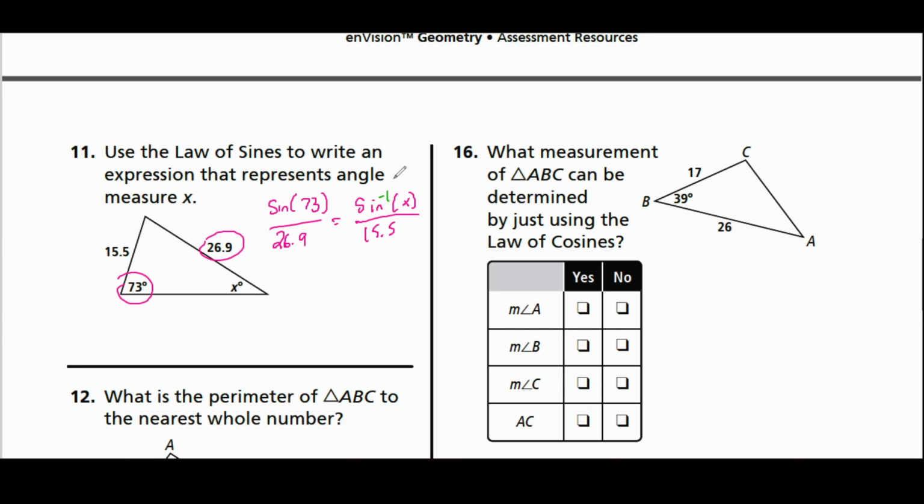All right. So let's do number 11, or that is 11. Let's do 12.